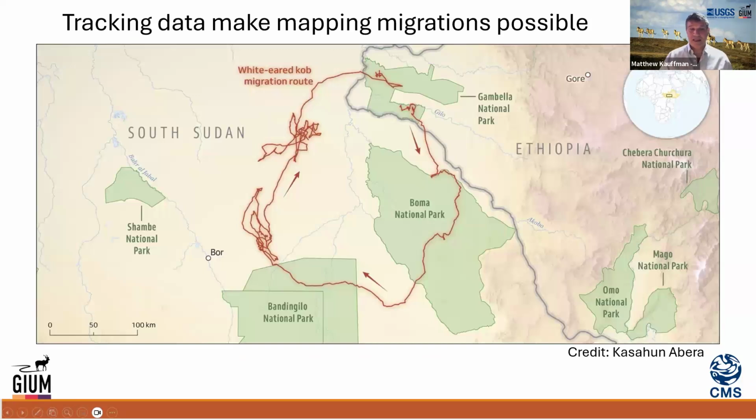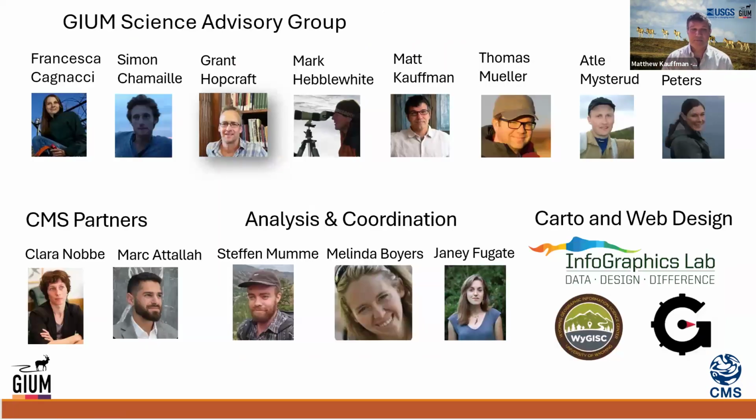These days, there's actually a lot of tracking data on these migratory ungulates, and we can take this tracking data and conduct statistical analyses to create detailed maps of their migrations. So this group got together several years ago and created the Global Initiative on Ungulate Migration.